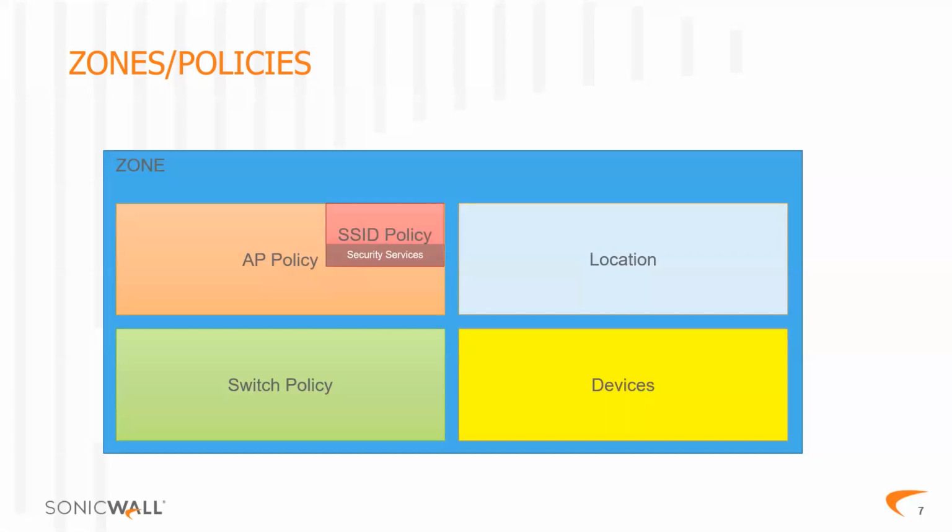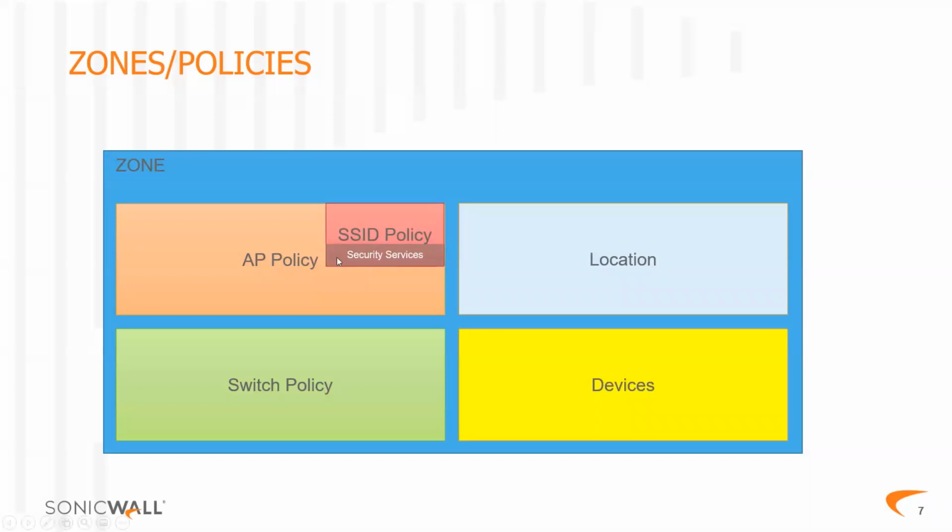Any device that's part of that zone will take the policies that are specified in that zone. So the AP policy and the switch policy would apply to any devices that you put in the zone, and that can obviously be switches and access points. You can see in the little red section, the AP policy is actually made up of a couple of other policies. One is the SSID policy. That's where you would configure all your SSIDs and security.